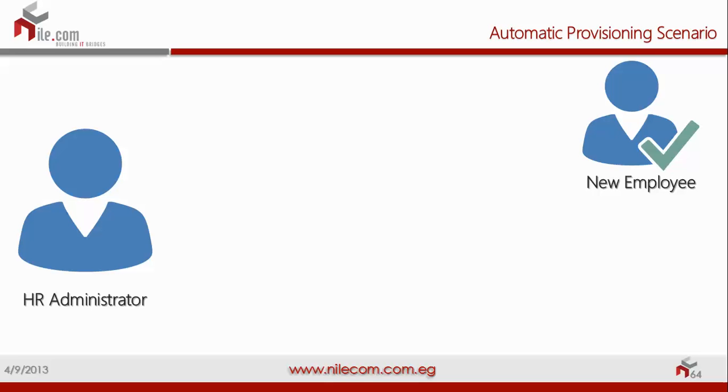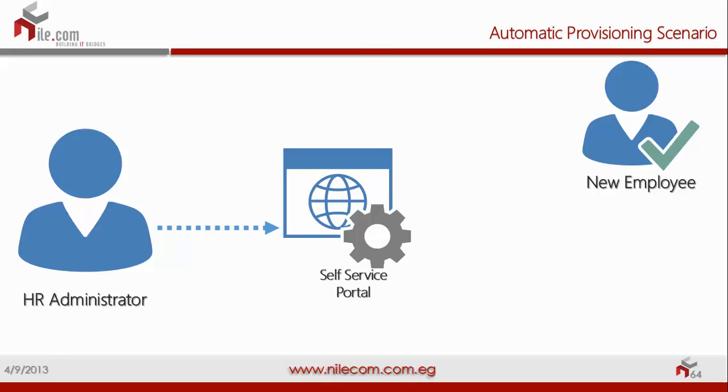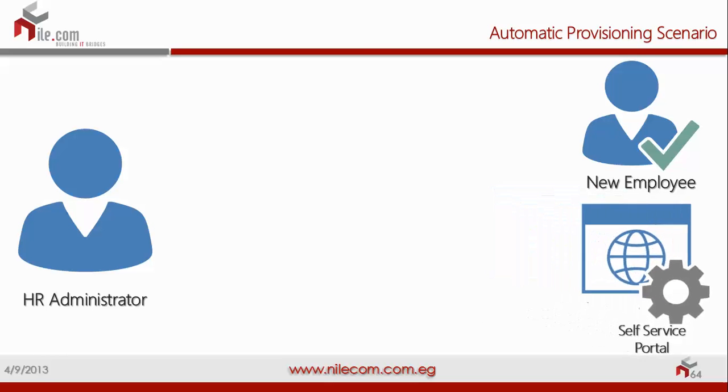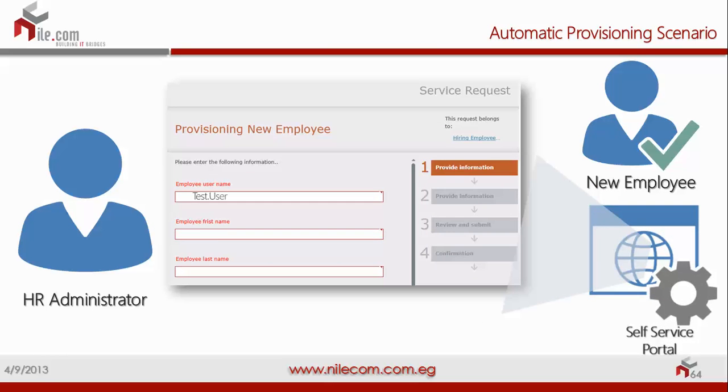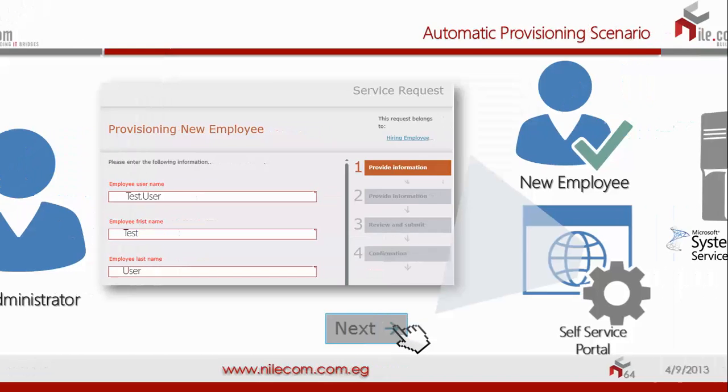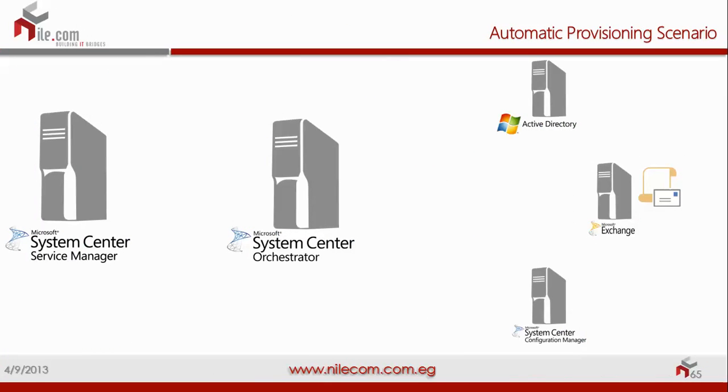So what we will do today in the scenario is that we will offer the HR administrator a self-service portal from which he can request to provision a new employee. In this request, he will enter the employee's details, and after submitting this request in Service Manager, the request will initiate an Orchestrator runbook, and this runbook will create an Active Directory account for the new employee. Also, it will add him in an Active Directory group based on his department.